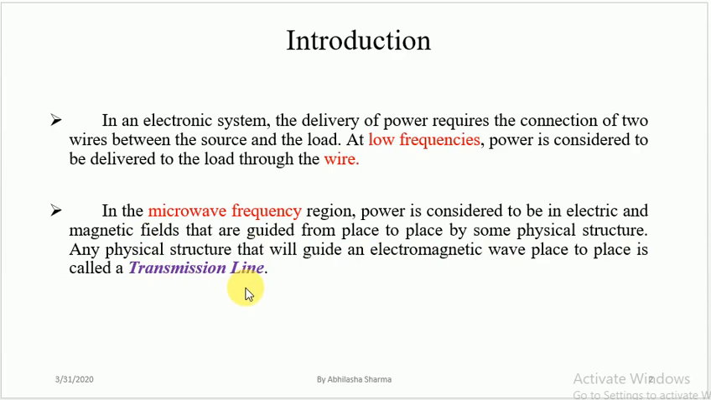Okay, so I think you are able to differentiate what happens in the case of the transmission line. The transmission line is used at the microwave frequency to transfer the power from one end to the other end, but at the low frequency this happens through a single wire only.